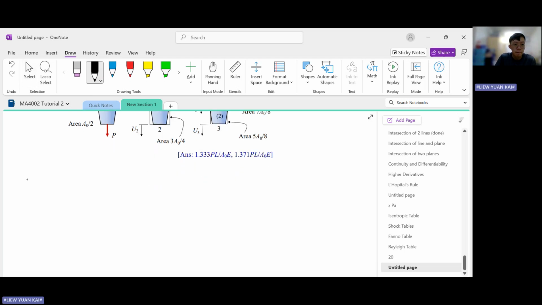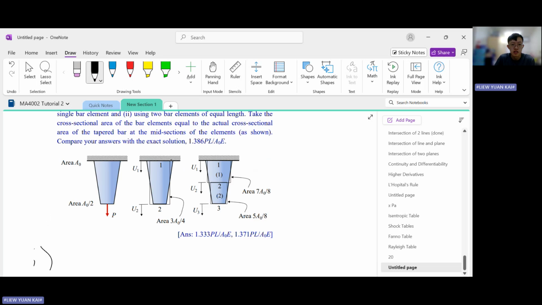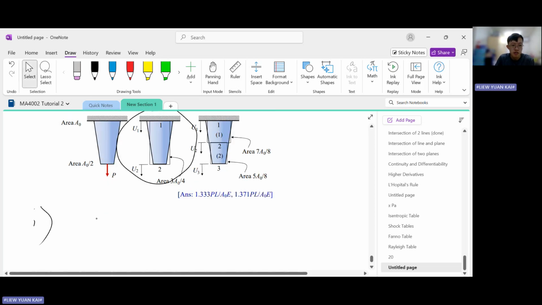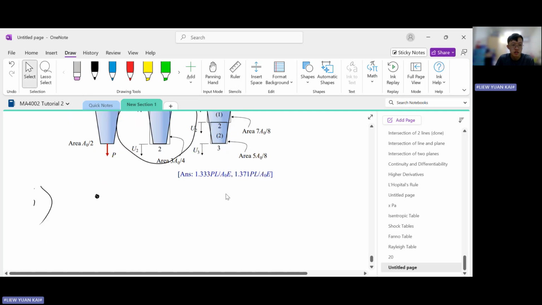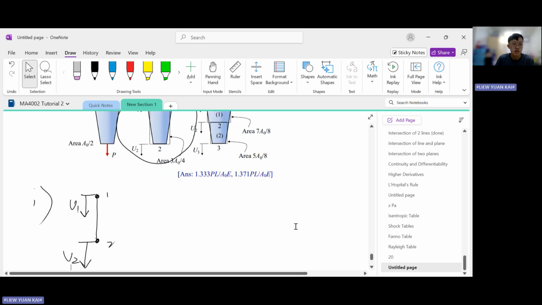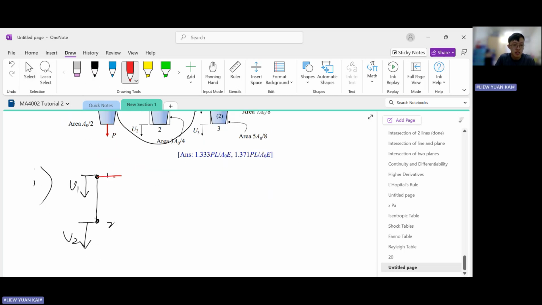So let's start with part 1. For part 1 we are focusing on this diagram. You see the FEM model has two nodes, node 1 and node 2, and this has U1 and this has U2. And also don't forget the loadings. Let's just call them F1 and F2.